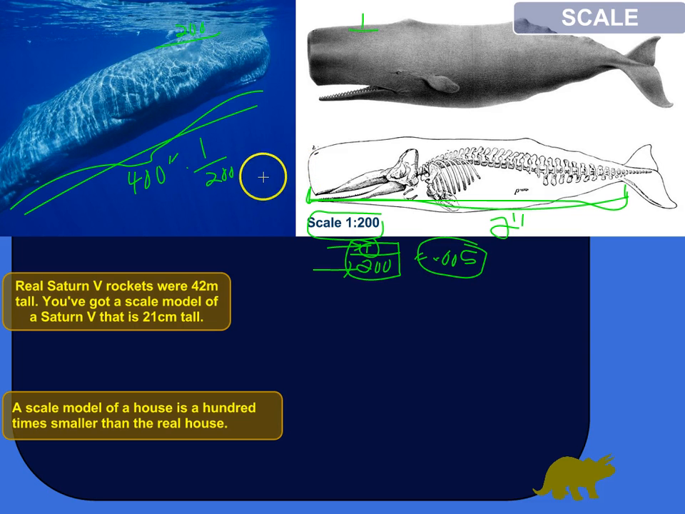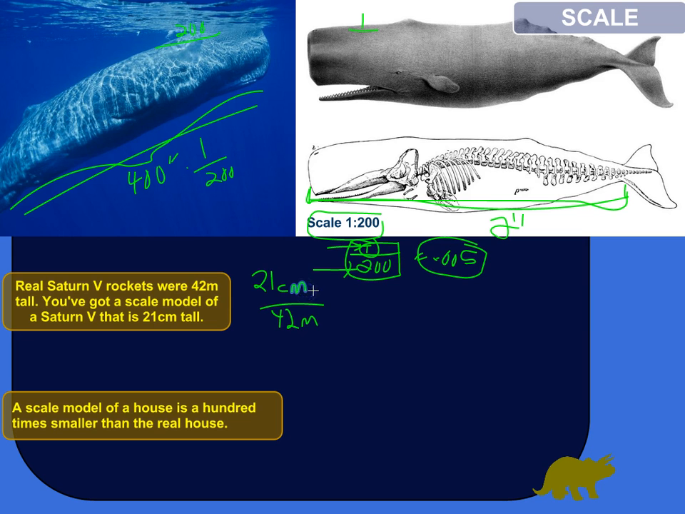So let us find a couple more scale factors. So I've got this drawing here, but you can do this with word problems too. Okay, so I don't know if you've heard of the old Saturn V rockets. That's what we used to get to the moon. Biggest machine ever created by humans. Real Saturn V rockets were 42 meters tall. The real thing is 42 meters tall. So let's put the real measurement on the bottom. You've got a scale model of a Saturn V that is 21 centimeters tall.